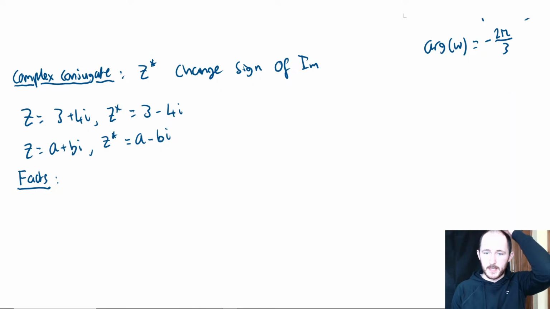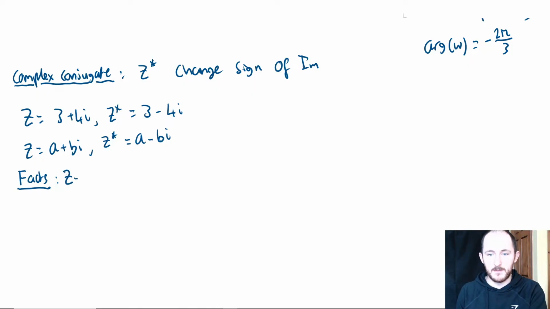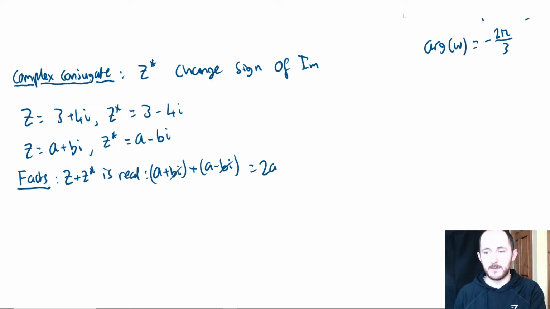So first of all, z plus z star is real. Always, 100,000% of the time. Why? Well, if we have a look, we have a plus bi, I put it in brackets, plus a minus bi. So the two imaginary parts cancel out, and you actually just get 2 times the real component. That's it. So that can be useful to know.